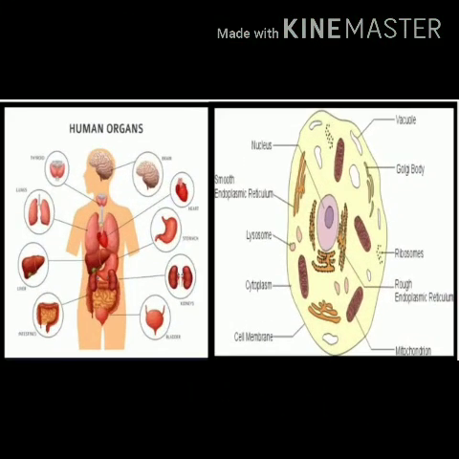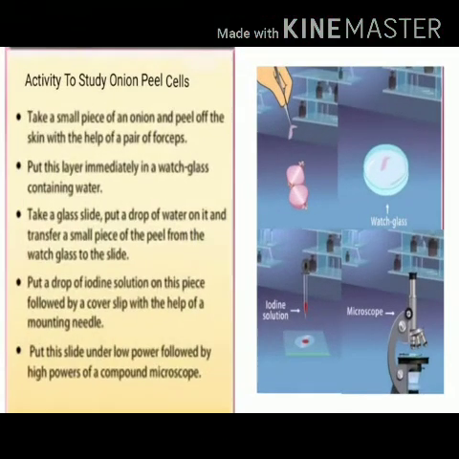Students, as in our body, there are many organs which help in its functioning to survive. Similarly, a cell is made up of many components called cell organelles, which help in the survival by performing different functions of the cell. To study the plant and animal cell structure, we have to make use of a microscope.